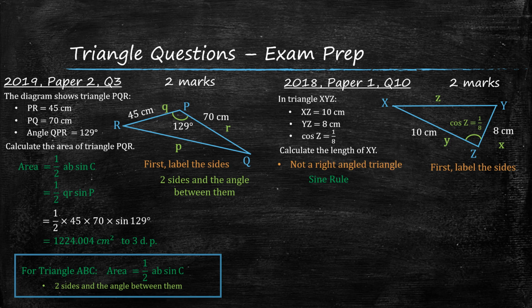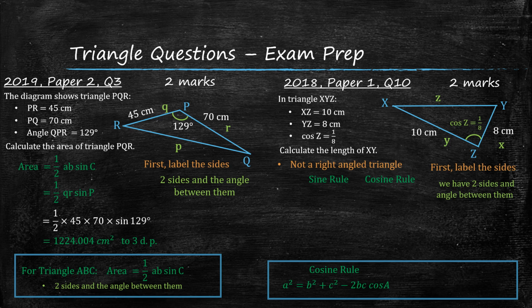This is not a right angle triangle, so we can either use the sine rule or the cosine rule to calculate the length of xy or calculate the length of z. Now we have two sides and the angle between them. When we have two sides and the angle between them and we want to calculate a side, we can use the cosine rule. A squared equals b squared plus c squared minus 2bc cos A.